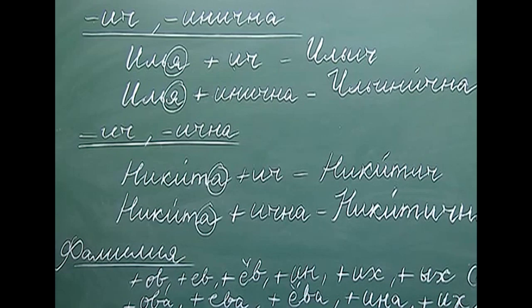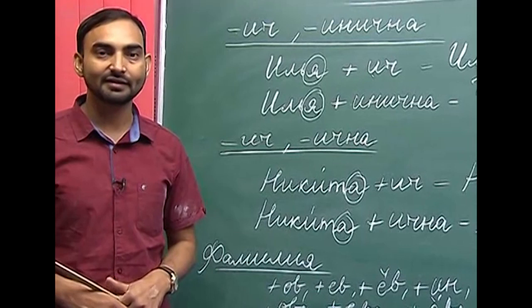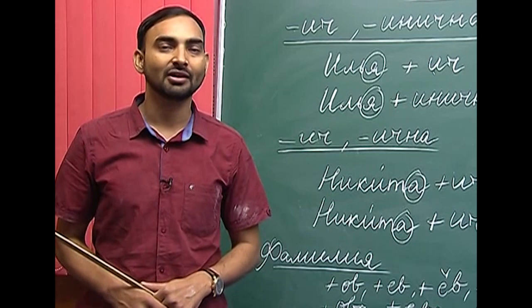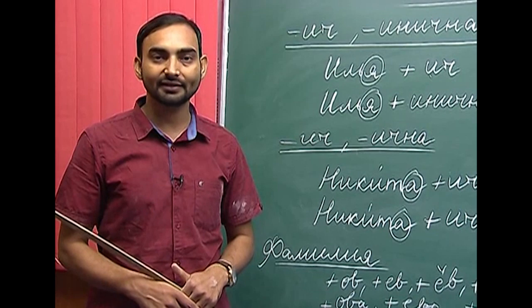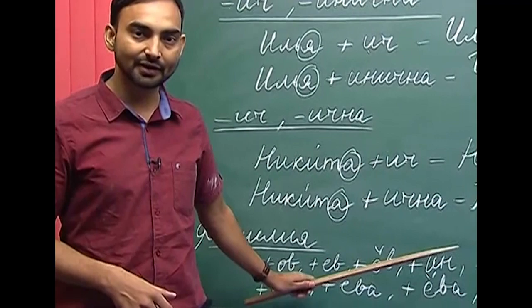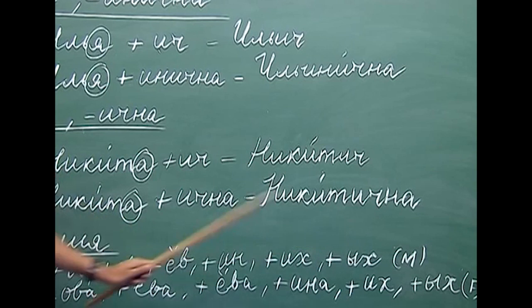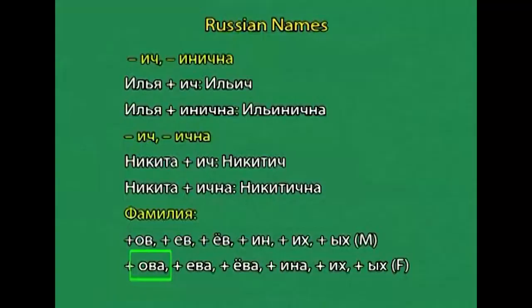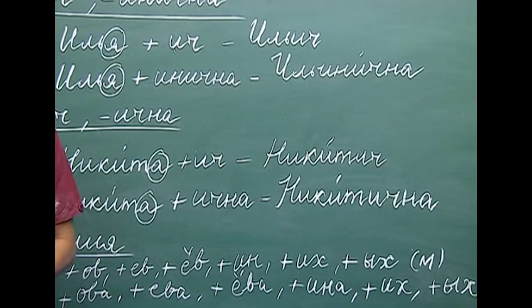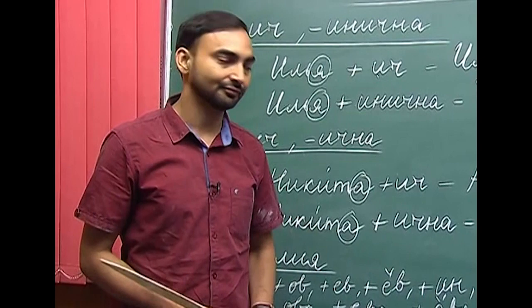So, now the third component, which is familia. Familia is surname. So, how do we form surnames from the first name? Like the patronymic, these are also derived from the first name by adding various suffixes. Some of the suffixes which are added to get the surname are -ov, -yev, -yov, -in, -ich. So, these are a few suffixes which are used to get the masculine surname, and -ova, -yeva, -yova, -ina, -ich are the suffixes which are added to a first name to get the feminine surname. So, this was about the components of Russian names.